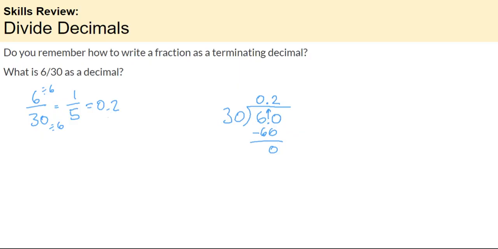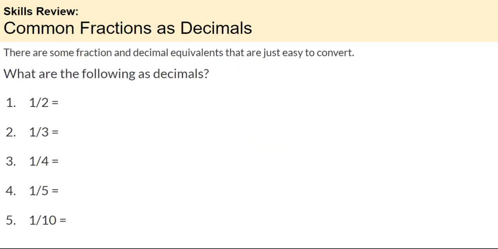So remember, when you have fractions, you might be able to change them to decimals. And here are some common fractions as decimals. These are ones I want you guys to have memorized. There are some fraction and decimal equivalents that are just easy to convert because we know them. So what are the following as decimals? What's 1/2 as a decimal? This is one we should know, 0.5.